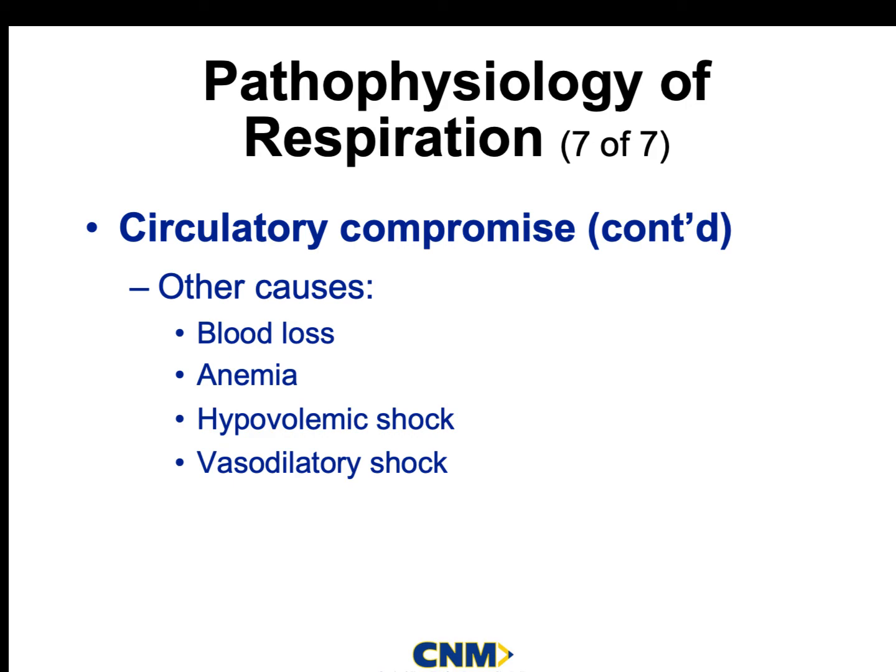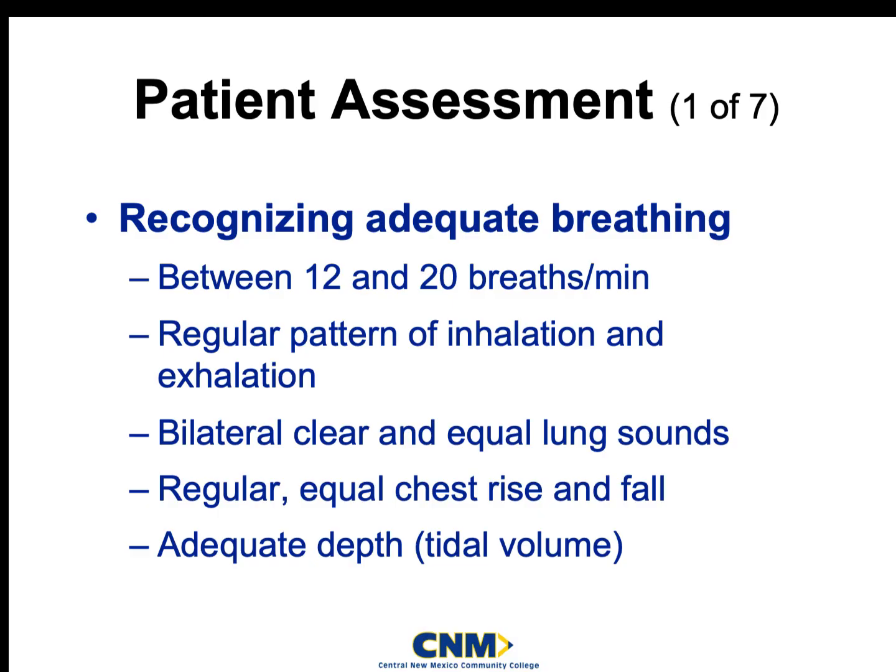Okay, so we have to be able to recognize what is normal breathing in our patients. Normal respiratory rates or ventilatory rates, however you want to say it, is anywhere between 12 and 20 breaths per minute for our average adult. We want to see a good regular pattern of inhalation and exhalation: inhalation for about 2 seconds, exhalation for about 3 seconds. We want to see good bilateral chest rise.